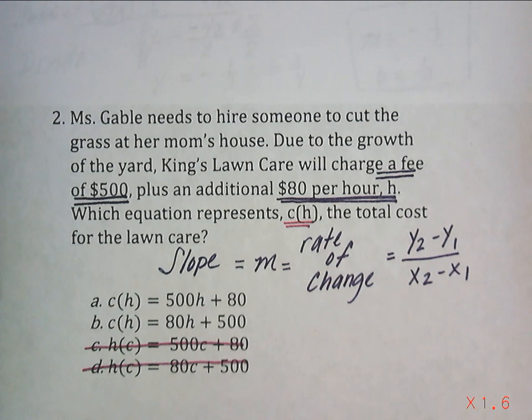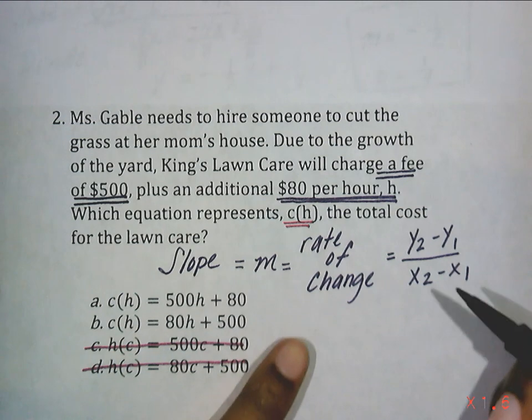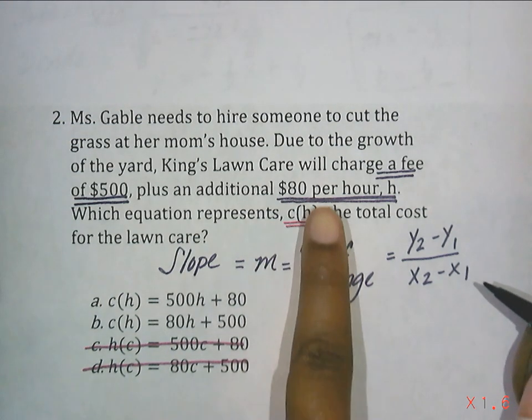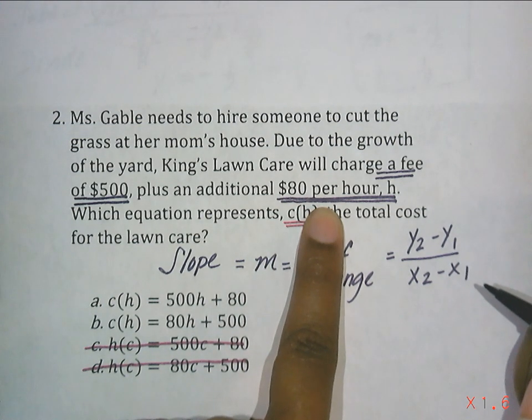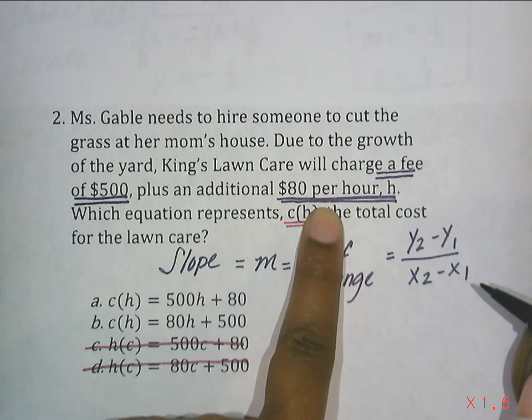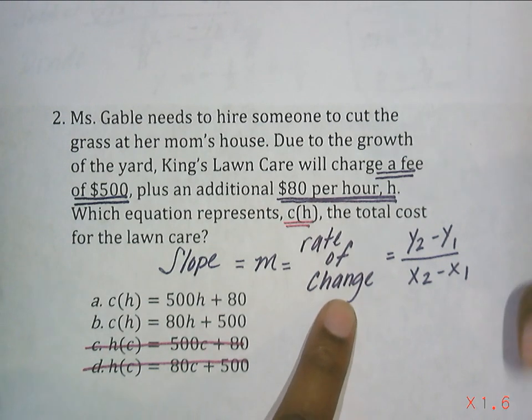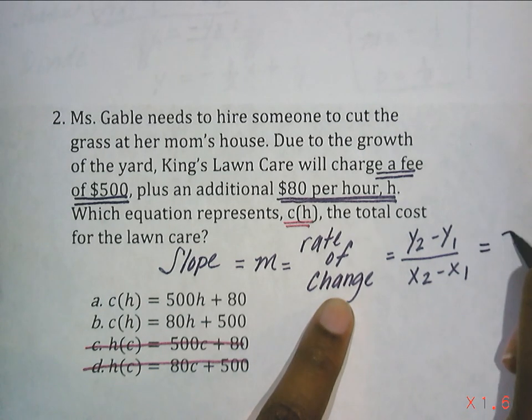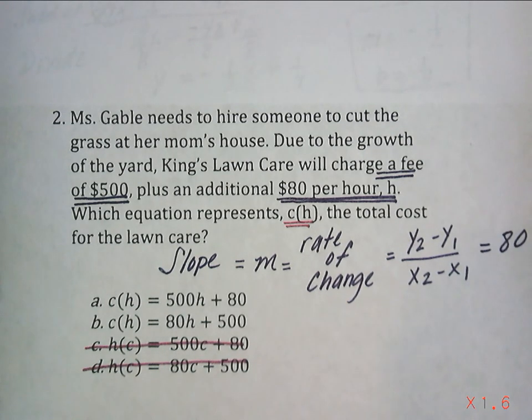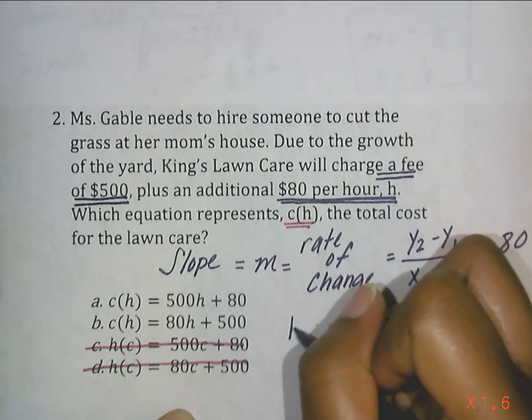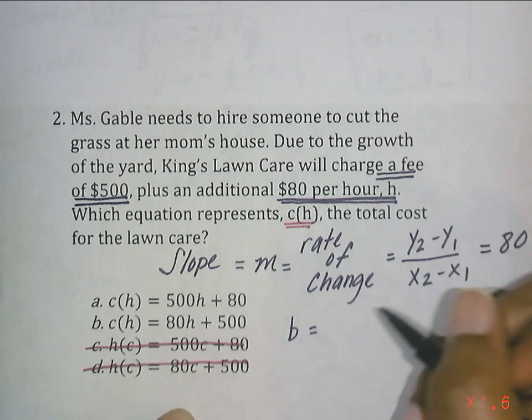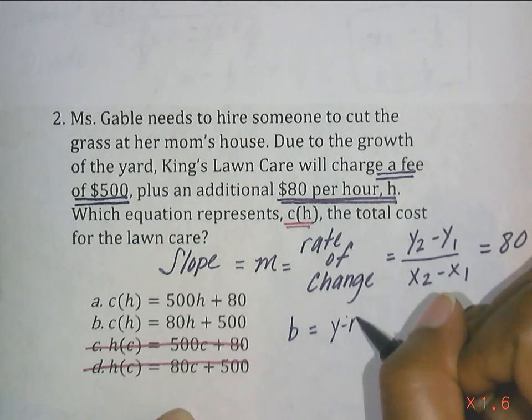The slope, M, is our rate of change. It's our change in Y over our change in X. But the rate of change here is our fee per hour. How much money we gonna charge per hour? So in this case, our slope is $80 actually. And then no matter what, in the very beginning, B from the last problem we just did is our y-intercept.